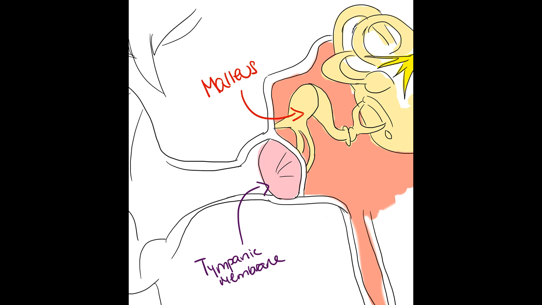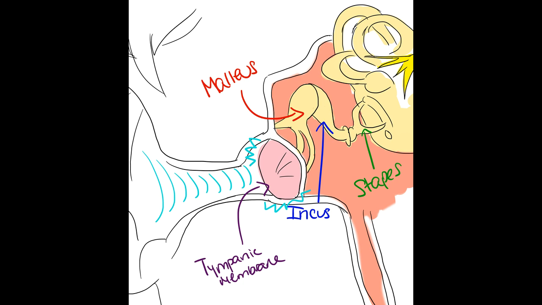The middle ear is comprised of the tympanic membrane, malleus, incus, and stapes. The tympanic membrane vibrates when sound hits it, causing the malleus to impact the incus, which moves the stapes, conducting the sound into the oval window of the cochlea.